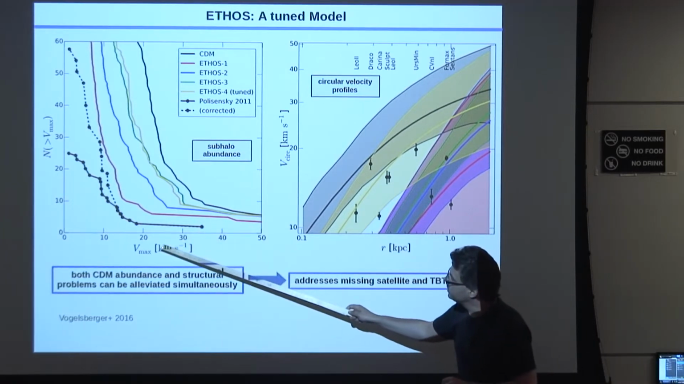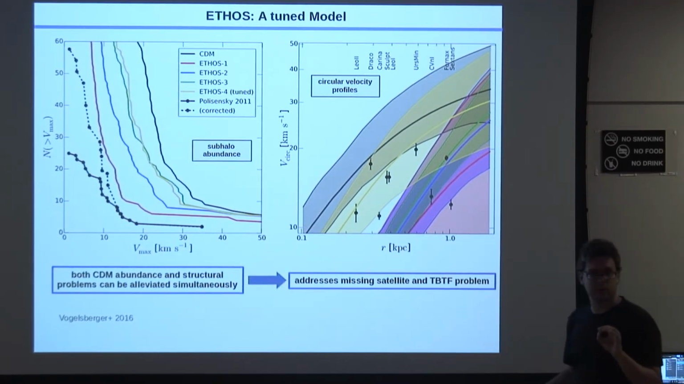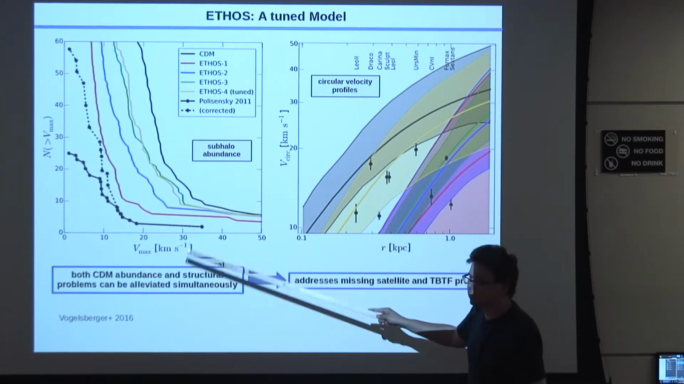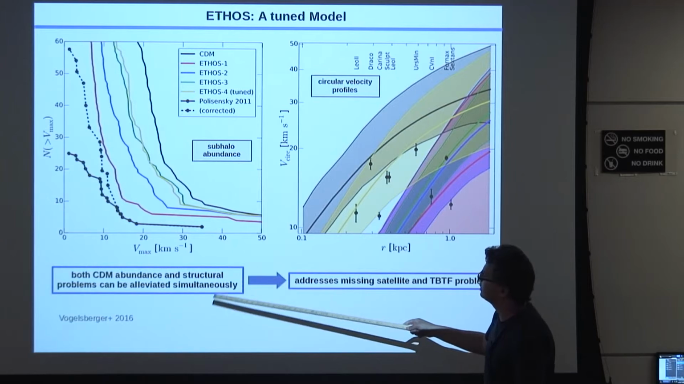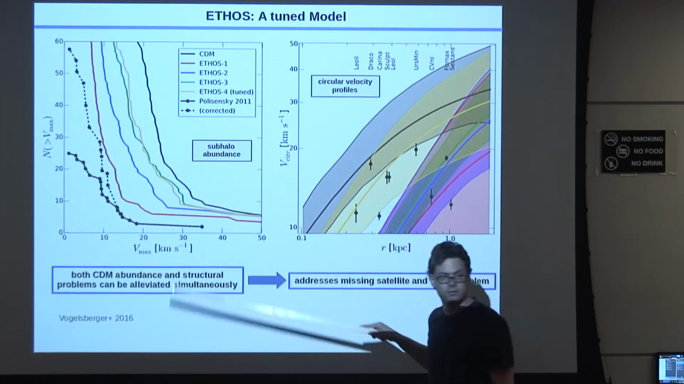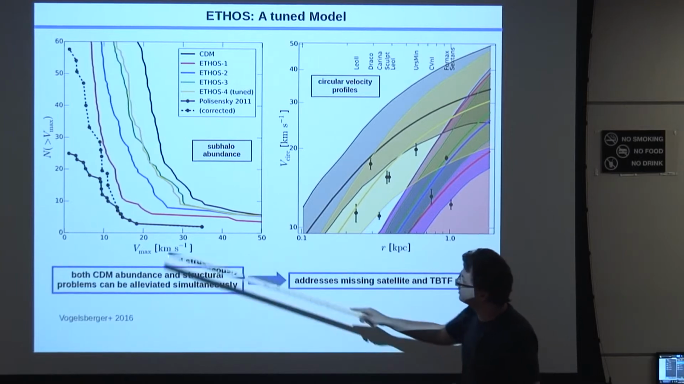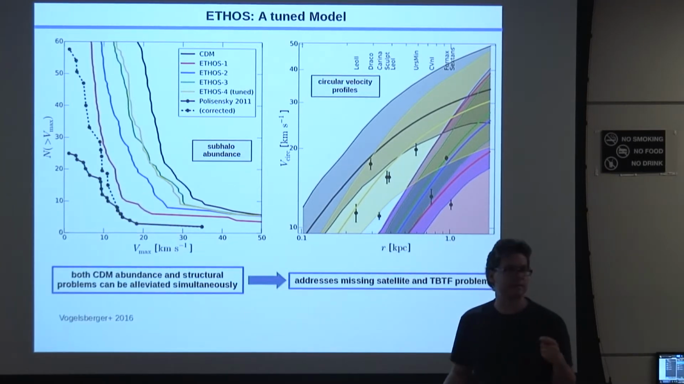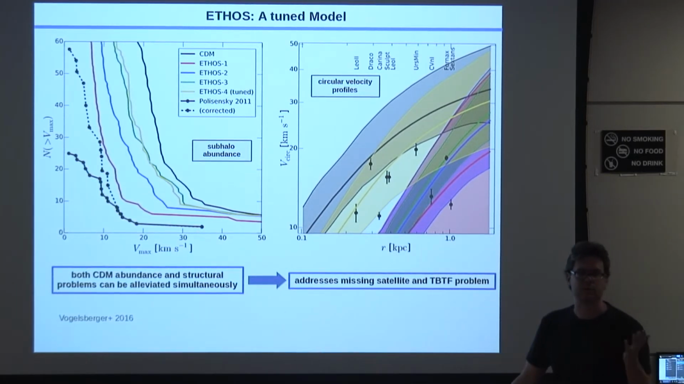On the left, what you see here is not about the structure or the circular velocity profile of the subhalos. It's more the sheer abundance of the subhalos. So this shows the number of subhalos with a given Vmax, or above a given Vmax, and Vmax is the maximum circular velocity. That's also a measure of the mass. You can just translate this as a mass measurement.